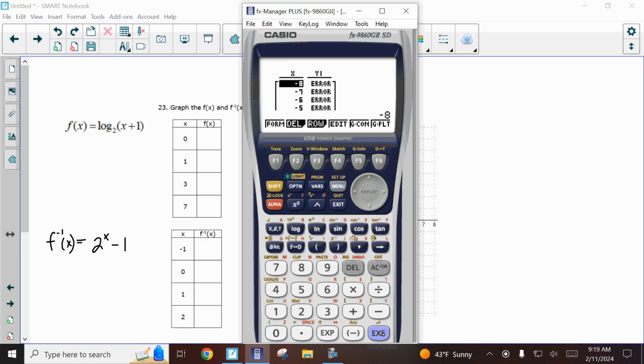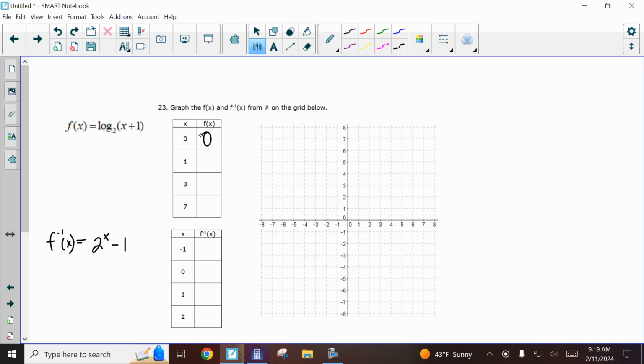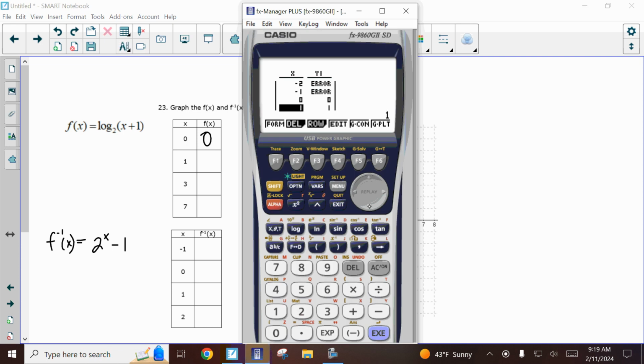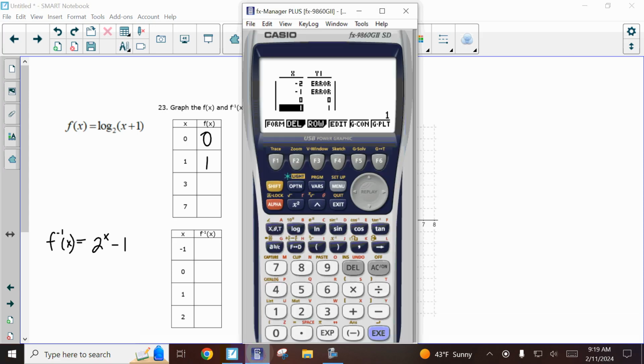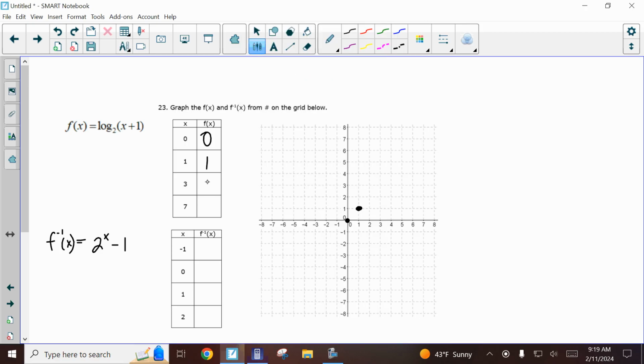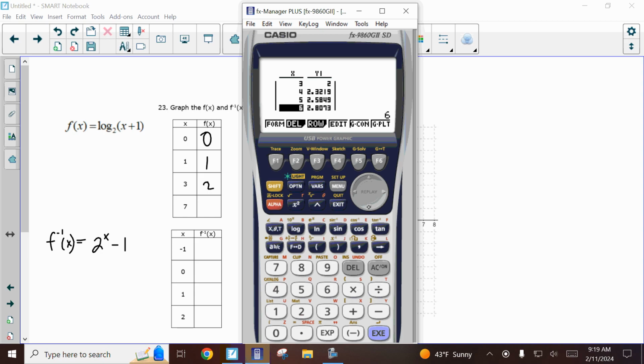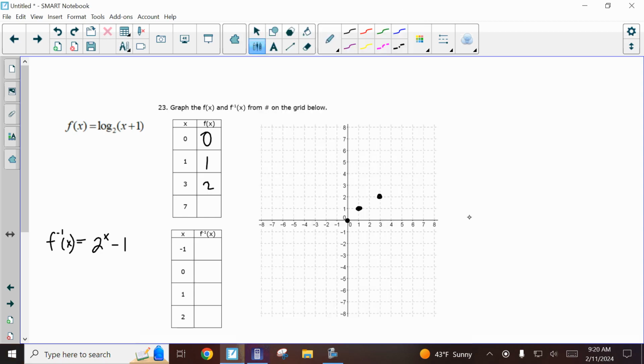Okay, so the numbers they want are 0, 1, 3, and 7. So 0 is 0, so that's here. And then they want 1. So there's 1, 1, so that's here. And then 3. 3 is at 2, so 3, 2. And then they want 7. 7 is at 3. 7, 3.